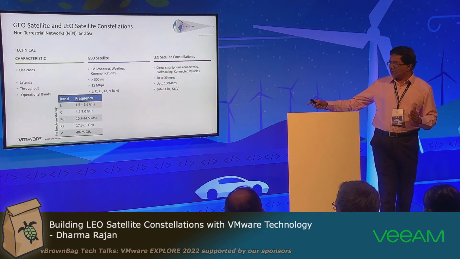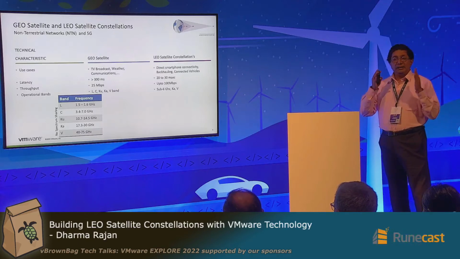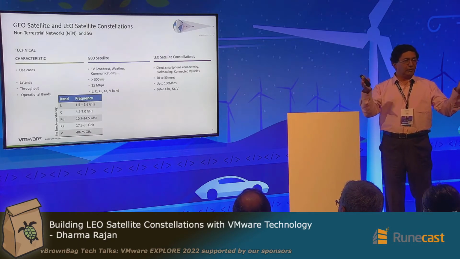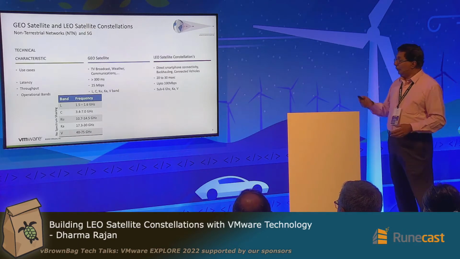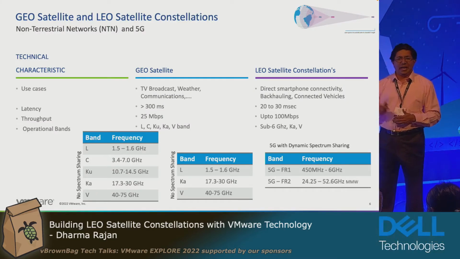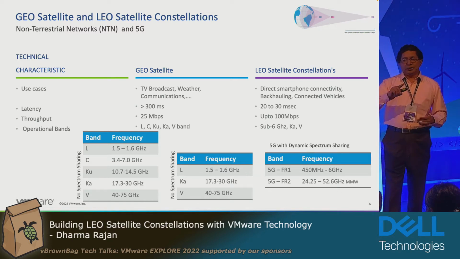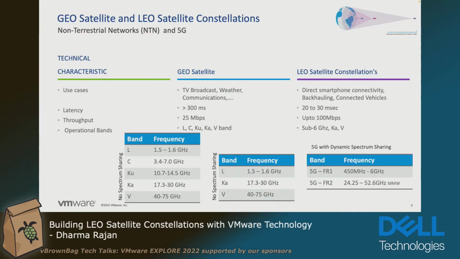All these frequency bands were at different spectrum ranges, and they were all physical antennas that were made in a geosatellite. When you come to the LEO satellite, you have different band frequencies: the L band, the Ka band, and the V band. Now, start to look at 5G.